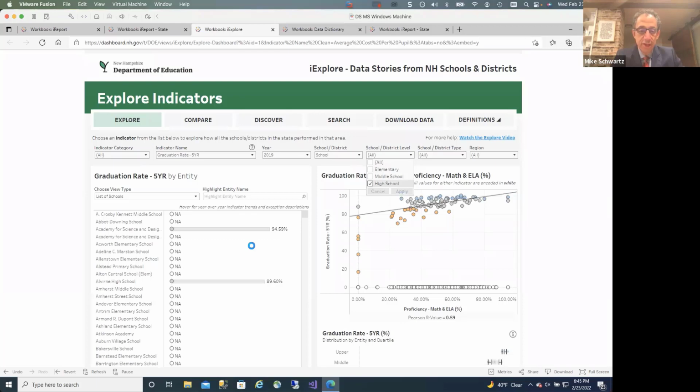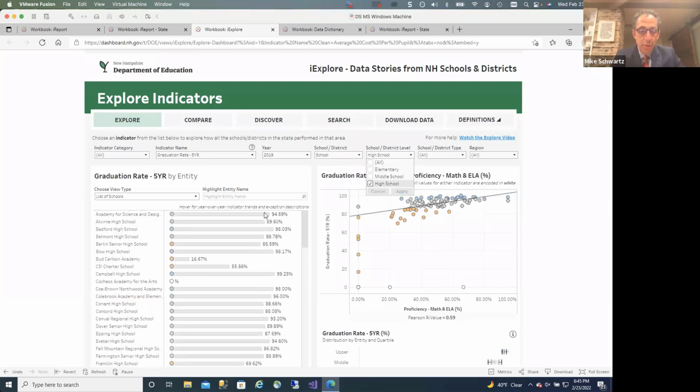So I'm going to apply that just to high schools. And so now we get a list of all the high schools in the state and what percentage of the students graduated within 5 years. And as you can see, for the most part, we're fairly high. New Hampshire has, for the most part, over 80–90% of their students graduating, which is a great thing.